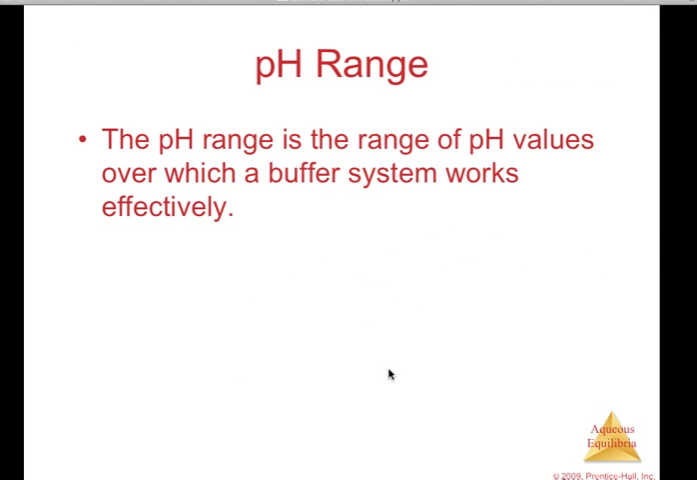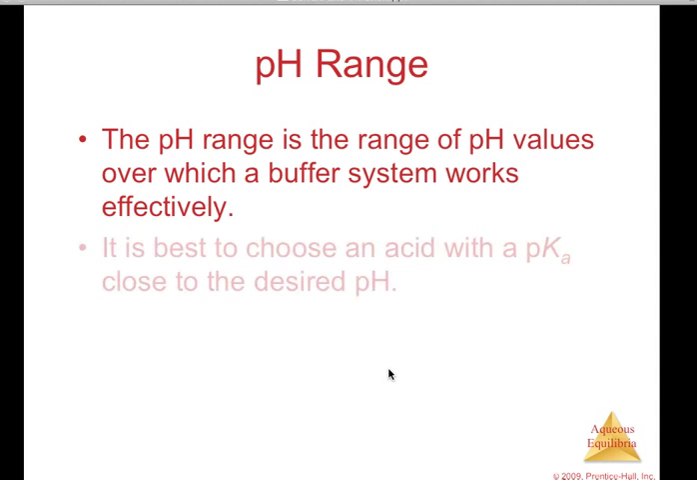So, pH range. The pH range is the range of pH values over which a buffer system is going to work effectively. So if you want to keep a particular system within a certain pH, you're going to have to look for an acid that has a pKa that's close to the pH that you want to keep that system at.